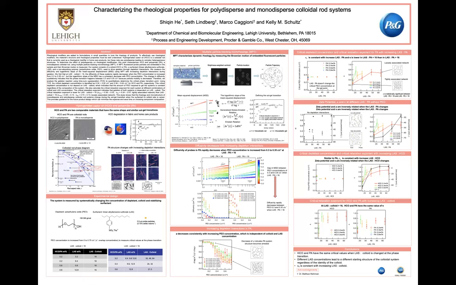So in conclusion, HCl and PA have the same critical values when LAS to colloid is changed at the phase transition. The different LAS concentrations lead to different starting structures of the colloidal system, regardless of the identity of the colloid. And the critical concentration is constant with increasing LAS to colloid.